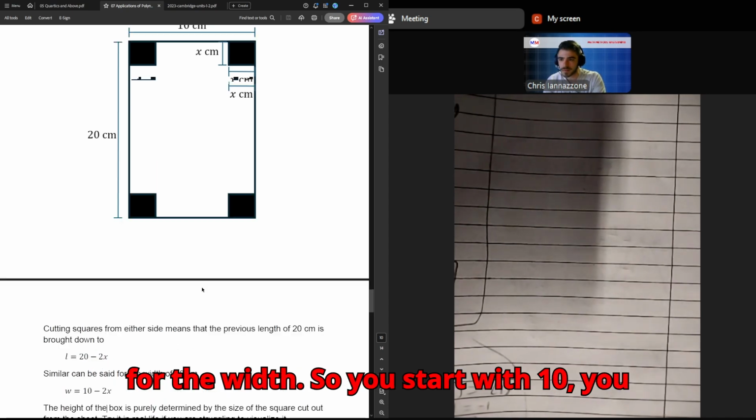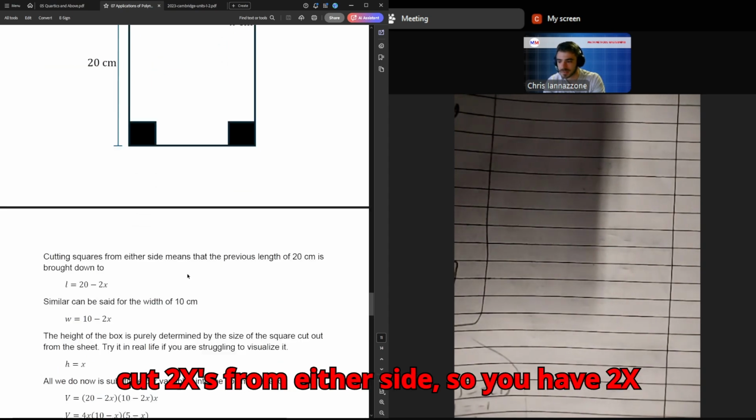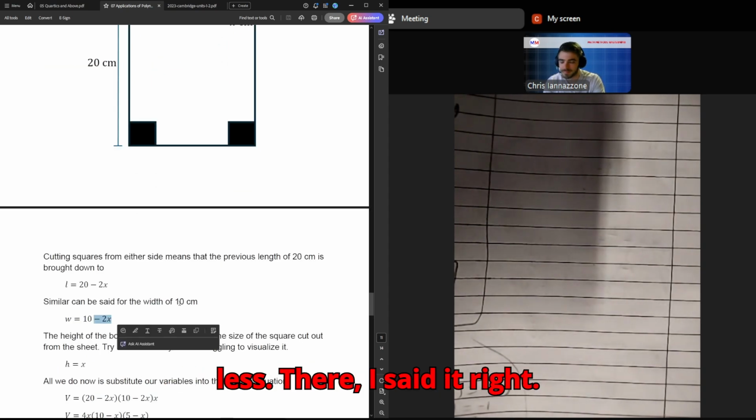The same can be said for the width. So you started with 10, you cut 2 x's from either side, so you have 2x less. There, I said it right.